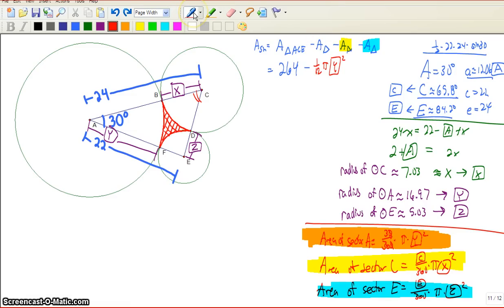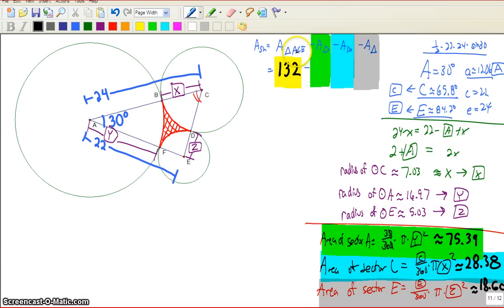So now it's a matter of putting these into the calculator to evaluate. The area of triangle ACE should actually be 132. So the area that's shaded is 132 minus the area of sector A, which is down here, minus the area of sector C, which is down here, minus the area of sector E, which is down here. I have those approximate values in there, and when you store those in your calculator and you subtract each one of those, you get the approximate answer of 9.64 units squared.